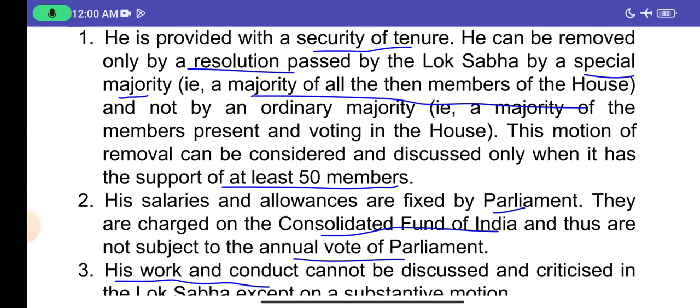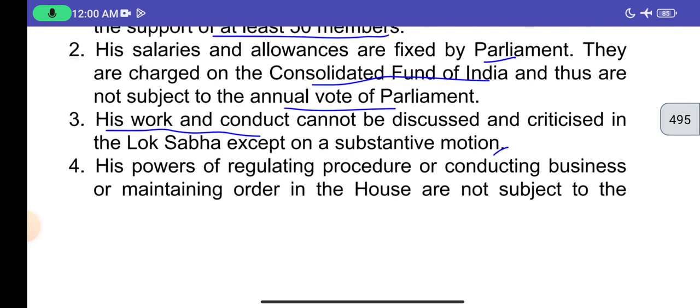That is a majority of all the 10 members of the House and not by an ordinary majority, a majority of the members present and voting in the House. This motion of removal can be considered and discussed only when it has the support of at least 50 members. His salaries and allowances are fixed by Parliament.